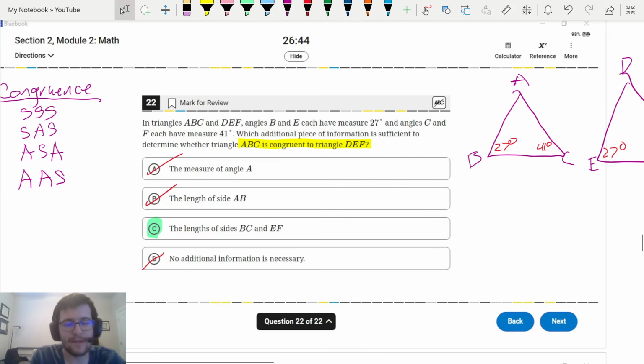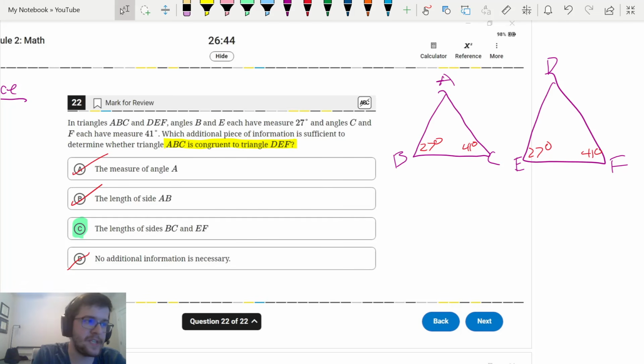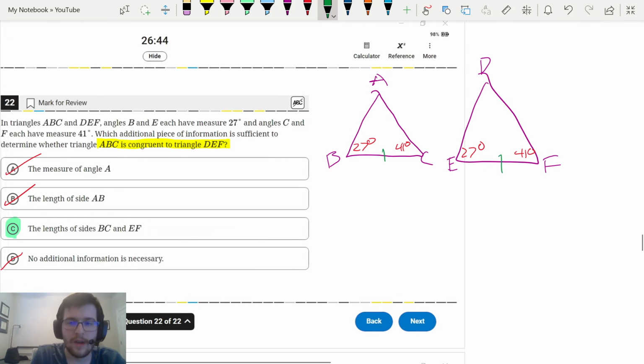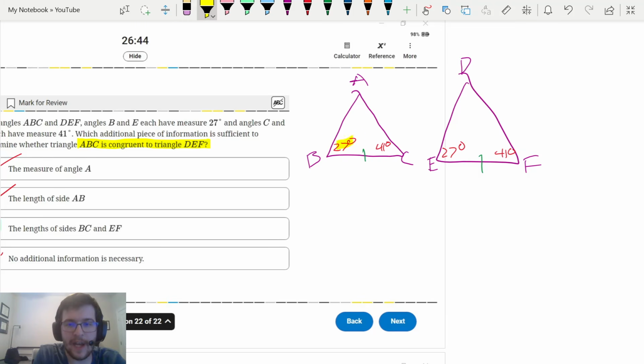Now, this is kind of confusing. It should say the lengths of sides. Well, I guess technically not. So let's say, I don't know, BC is congruent to EF. Let's say they're the same. Oh, see, look, now we have angle, side, angle. Angle, side, angle on both of them. You see that? So these guys are congruent by ASA.